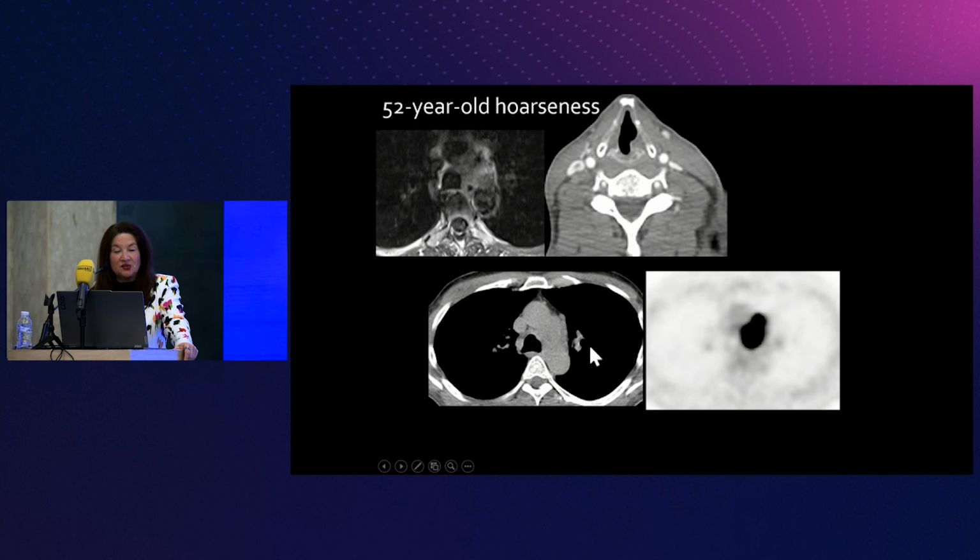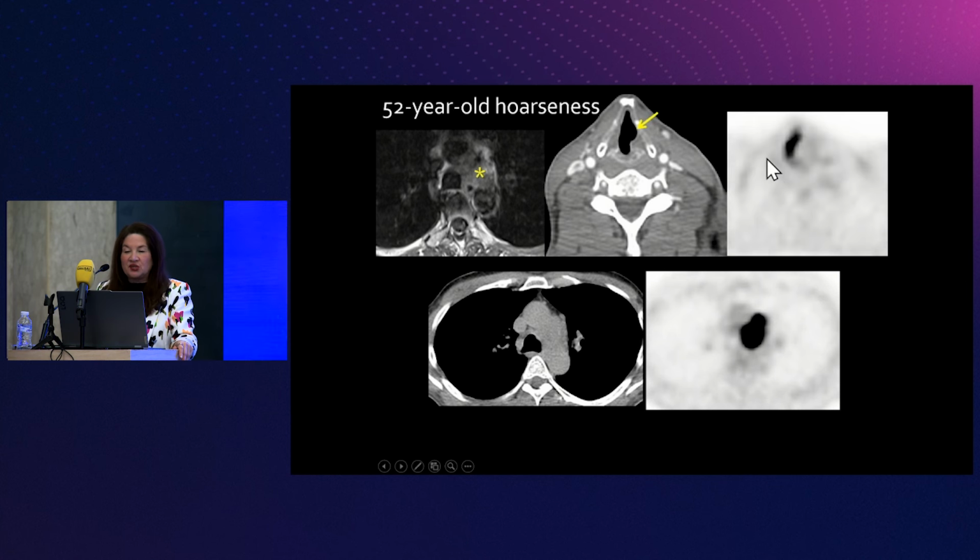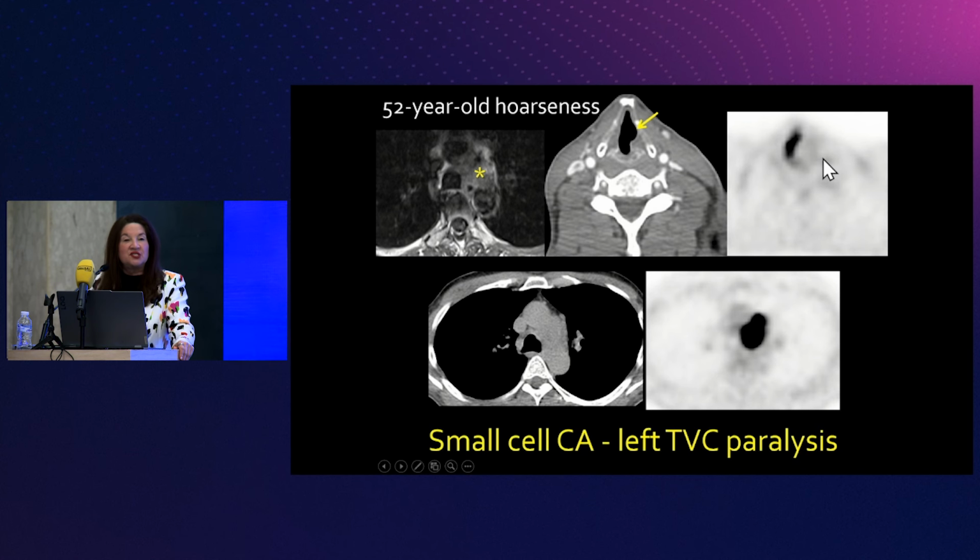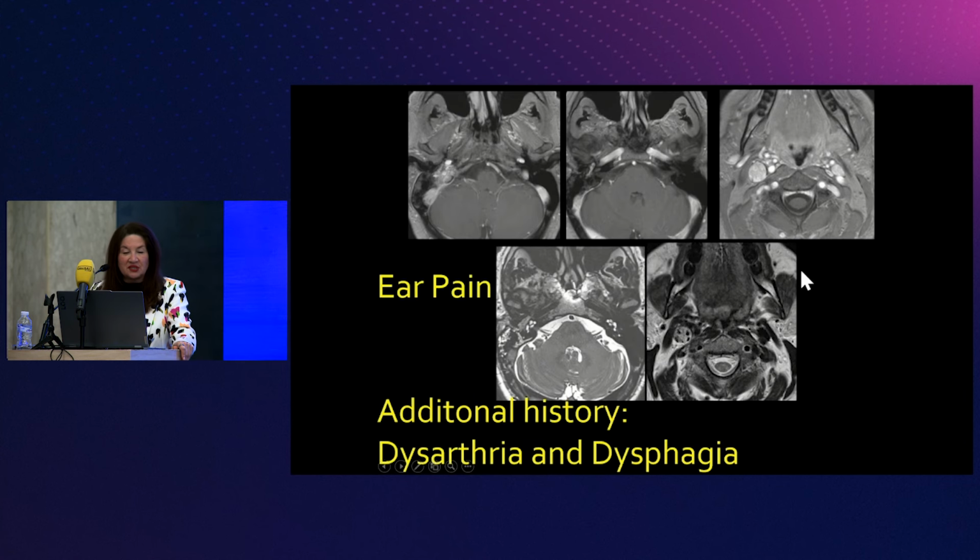Here on the PET, you now see the FDG avid mass, and very, very importantly, you want to make sure this is compensatory uptake in the contralateral vocal cord. This isn't pathology, this is physiologic uptake in the right cord because the left cord is paralyzed. And this is small cell carcinoma compressing the recurrent laryngeal nerve and causing vocal cord paralysis.